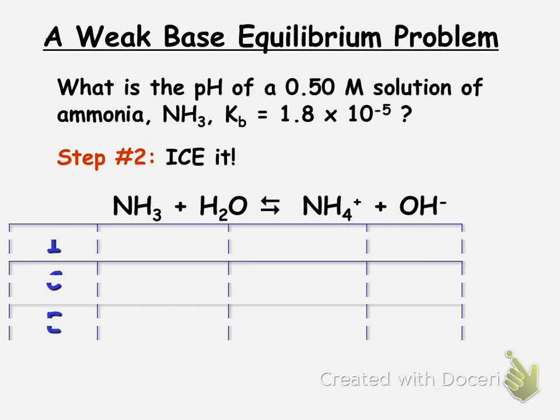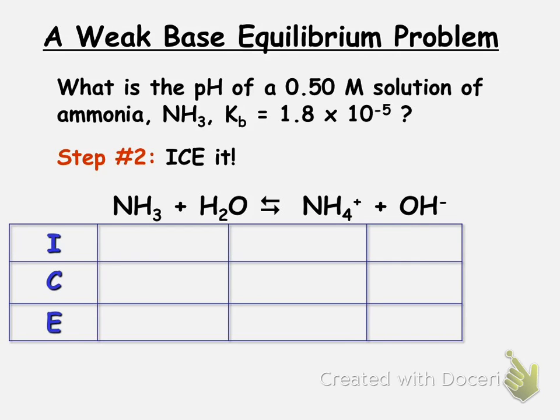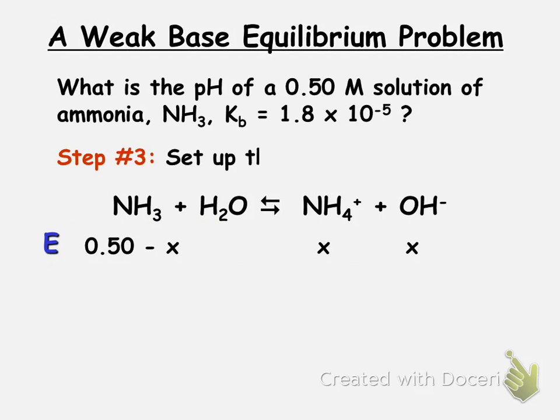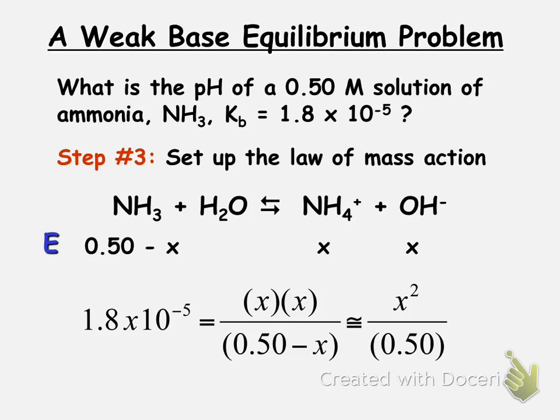Step 2, we're going to ice it. So let's produce an ice table. We know the concentration of the initial ammonia solution. So that's going to give us some information about the first line. Taking a look at the stoichiometry of the particular reaction, we know how we're going to change. And so we should be able to figure out what we're going to be at equilibrium. So through this, we can write our equilibrium expression then.